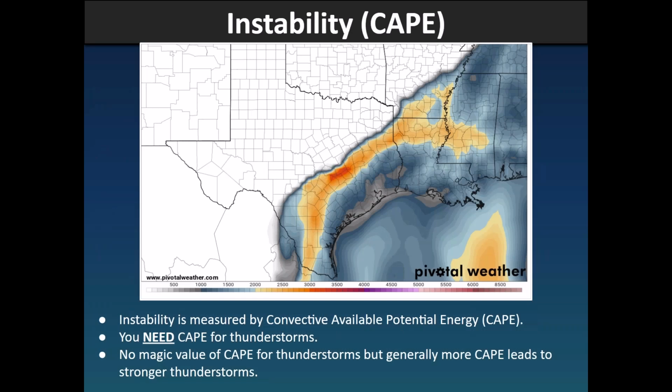Lastly, you need instability, or CAPE. Instability is measured, as I said, by convective available potential energy. That's what the CAPE stands for. And you need CAPE for thunderstorms. Basically, by definition, you have to have CAPE for a thunderstorm. There's no magic value of CAPE for thunderstorms, but generally more CAPE leads to stronger thunderstorms. So the higher the CAPE, the more unstable the atmosphere, the stronger the storms have the potential to be.